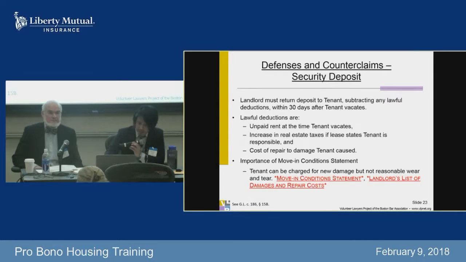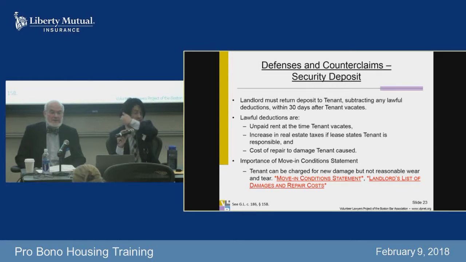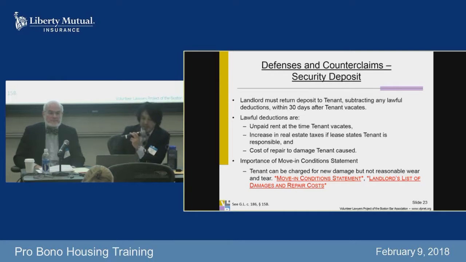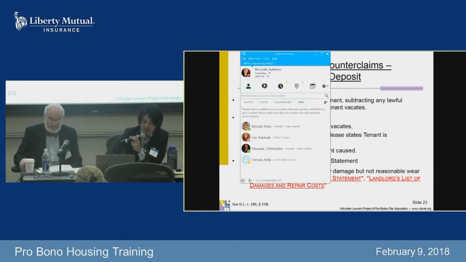The security deposit has to actually be returned to the tenant after the tenant vacates, and it has to be done within 30 days. Now, the landlord is allowed, because it's a security deposit, to take certain deductions from it, but those deductions are prescribed by law, okay? So they can only be unpaid rent at the time the tenant leaves, an increase in real estate taxes if the lease says that that's part of it, and cost of repair to repair the damage that's caused by the tenant.